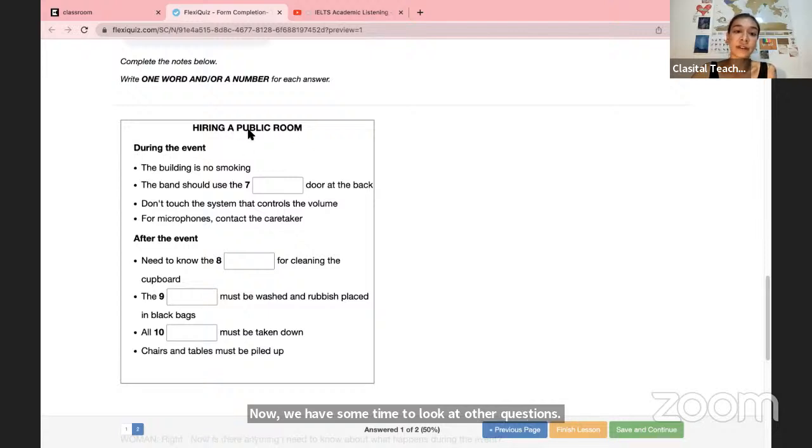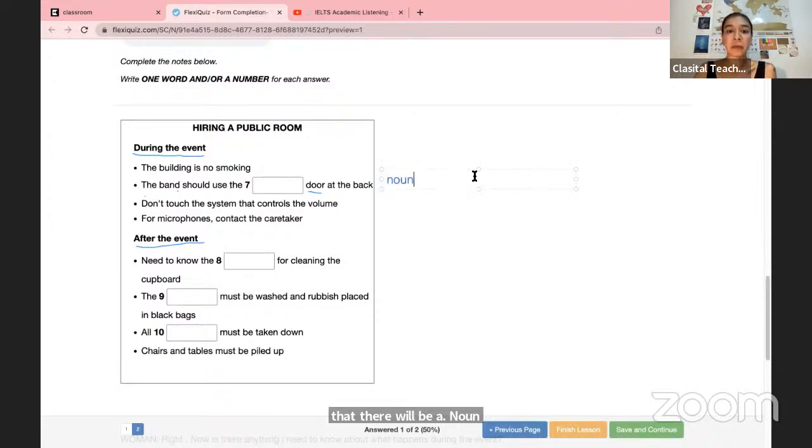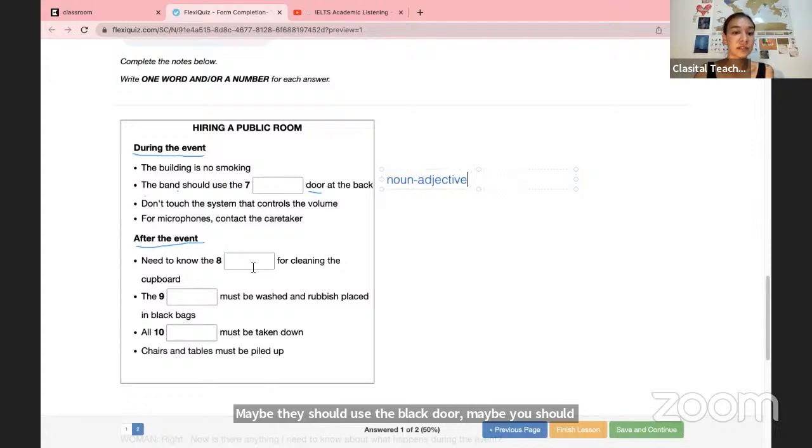Let's see, during the event. So we see that they have titles. During the event, after the event, so we will hear these ones. The building is a no smoking area. Okay, no question. The band should use the something door. Again, I can assume that there will be a noun. Something door. Maybe an adjective. Maybe they should use the black door. Maybe they should use the back door. Let's see. Don't touch the system.